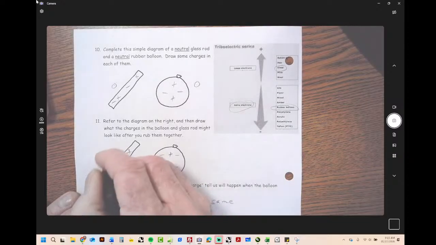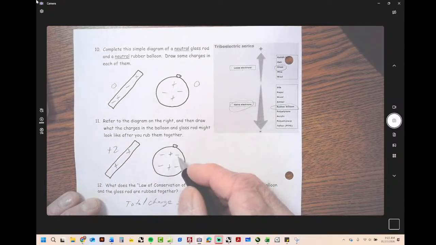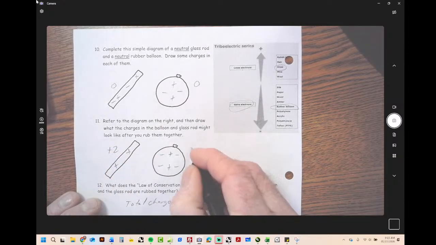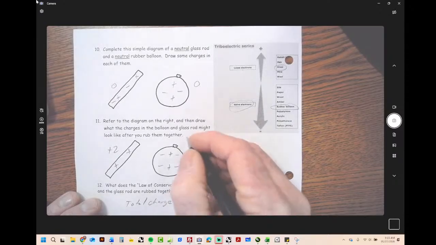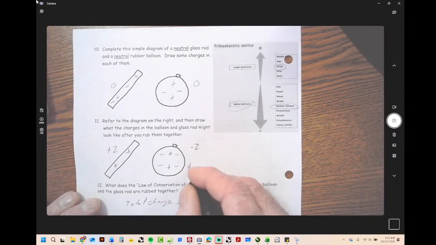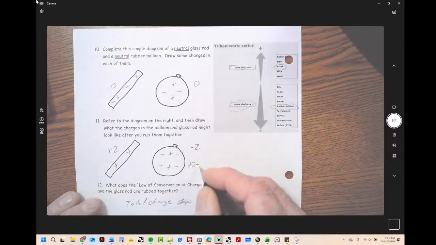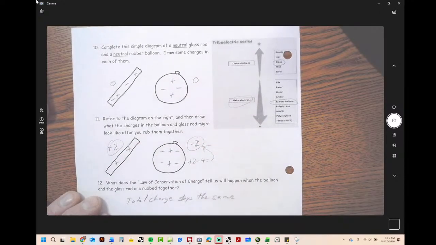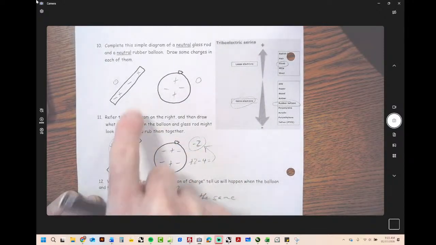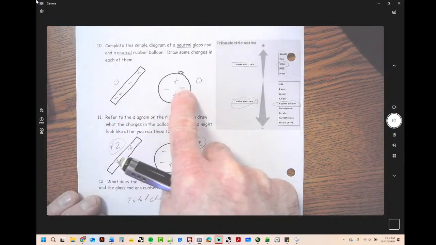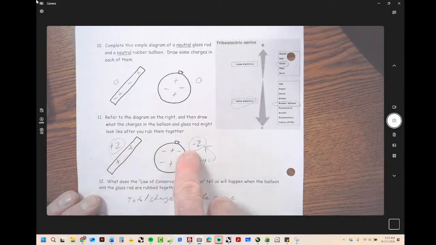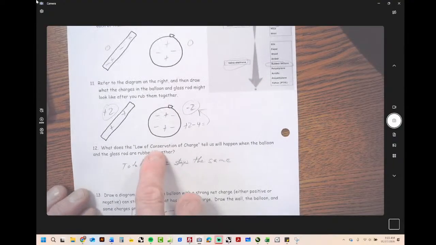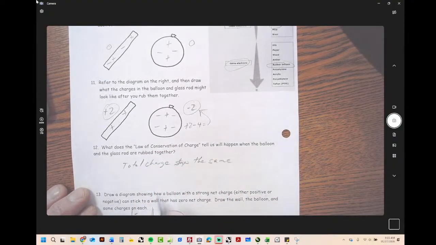So the charge of this is now +2, and the charge of this is now -2, because it's got 2 positives and 4 negatives, which means -2 overall. But the total charge was 0 in the beginning. 0 plus 0 is 0. 2 plus -2 is 0. The law of conservation of charge just says the total charge stays the same. So that's what I was looking for there.